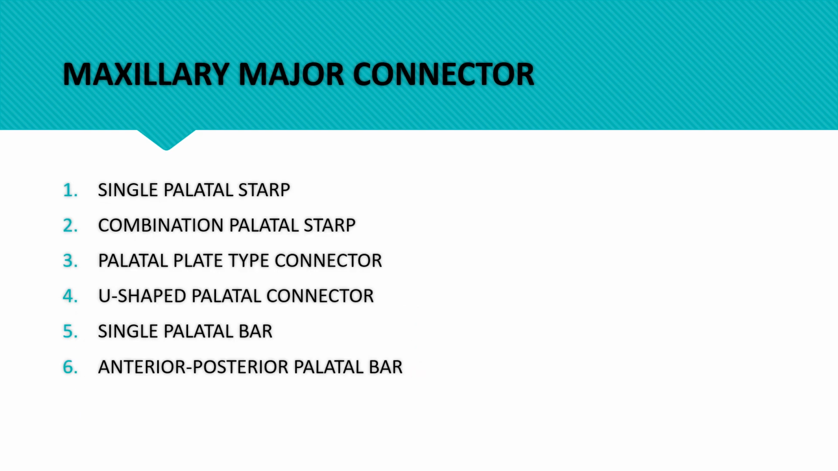Similarly, we have maxillary major connectors. Here we also have six different kinds of major connector that we can give. We have the single palatal strap, then a combination palatal strap, then the palatal plate type connector, which is a combination of these two. Then you have a U-shaped palatal connector, then a single palatal bar, and lastly the anterior-posterior palatal bar. These are the six different types of connectors. We will study these as well in the upcoming lectures.